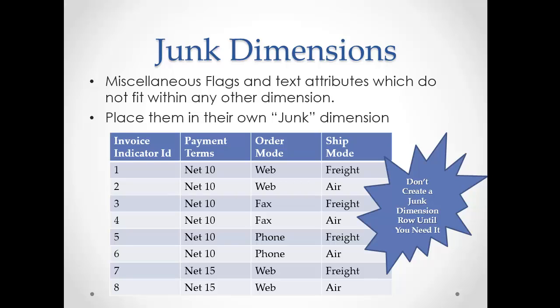So, invoice indicator 3 is net 10, fax, freight. Invoice indicator 4 is net 10, fax, air. And I would just keep going till I exhaust all the populations, put them into one fixed dimension, and that way I have a nice, neat way I can categorize my data by, whether it was shipped via air or ordered via fax or sent payment terms net 10 or net 15. I could do all that still, and I don't have to have too many extraneous dimension tables.